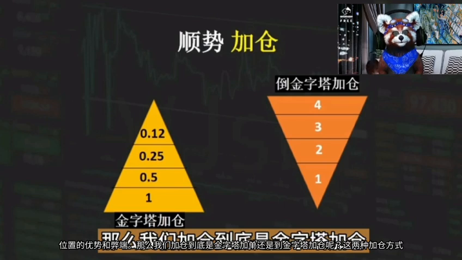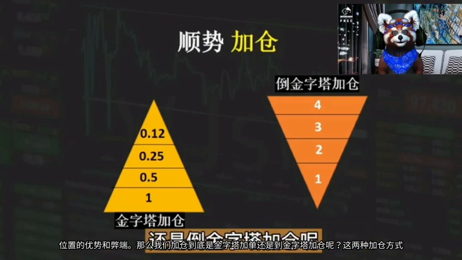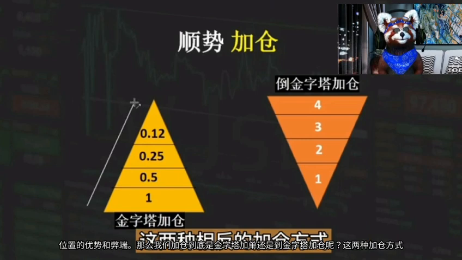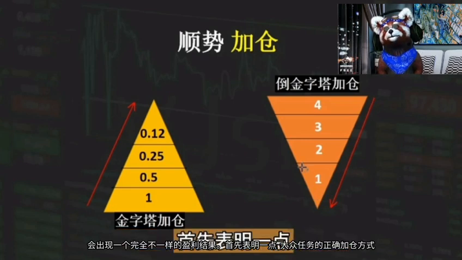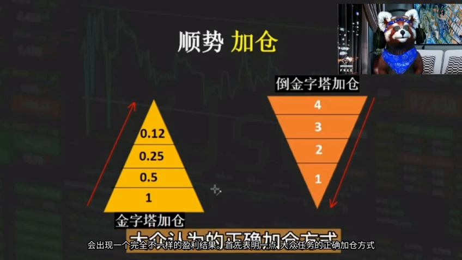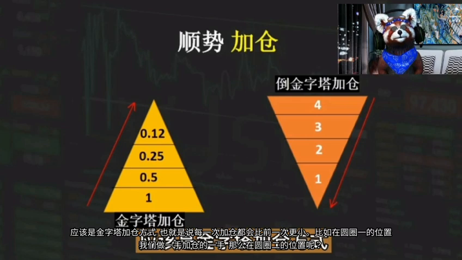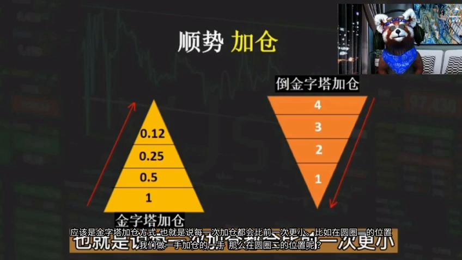So, should we add positions in a pyramid shape or in a reverse pyramid shape? These two ways of adding positions will result in completely different profit outcomes. First, let me point out that the correct way to add positions for the general public should be in a pyramid shape, meaning each time you add positions, it will be smaller than the previous one.